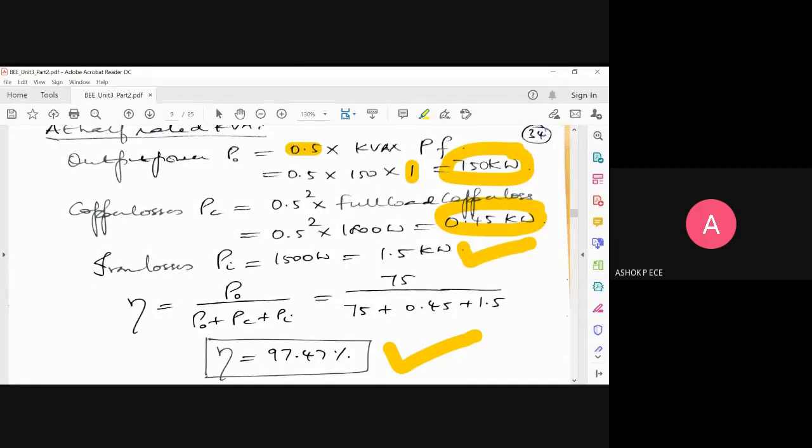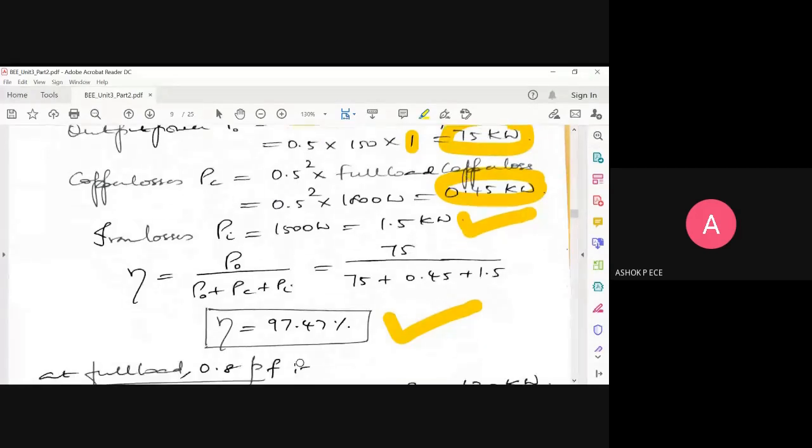See, in this unit, problems from transformer can come equally as your theory. So you have to be very clear on the concept. Until you are clear, you cannot score well in problems. Maybe I'll slightly minimize so that you can see everything in a single shot.